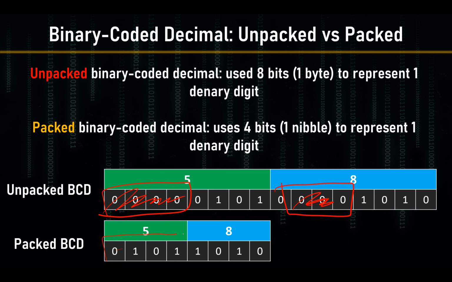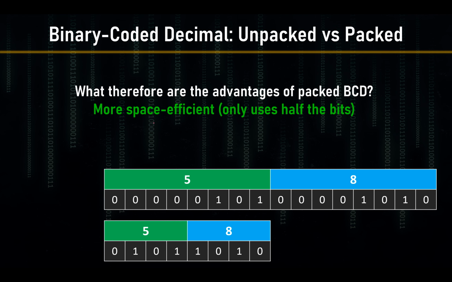So if we think about the advantages of packed BCD, one, obviously it's going to be more space efficient. We're only using half as many bits, 4 instead of 8 for each digit. And then this one, possibly it's going to be faster.